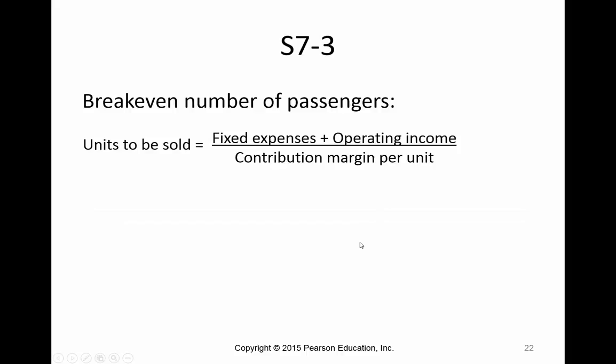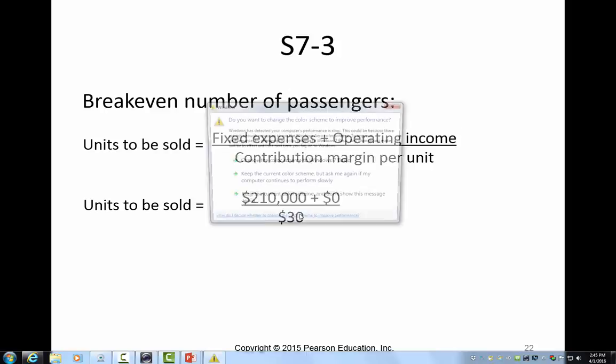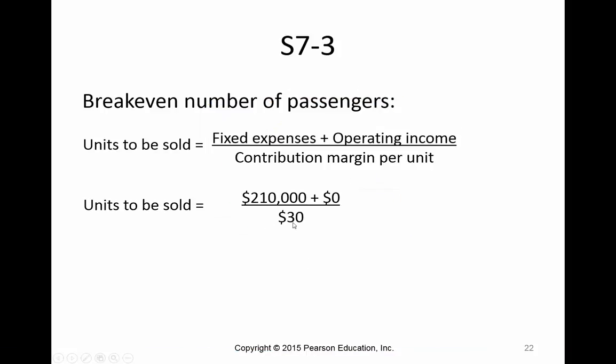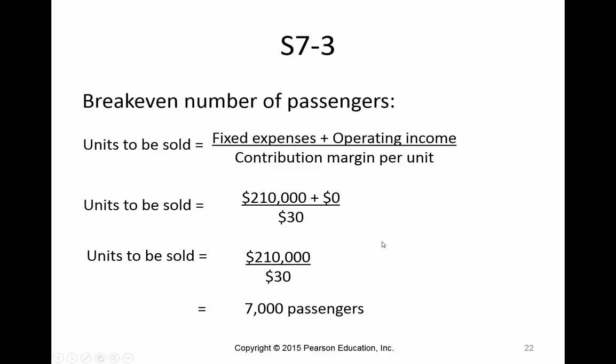Okay, units to be sold. We have our fixed expenses plus our operating income divided by our contribution margin per unit. Okay, we have $210,000 as our fixed expenses. Again, we're setting operating income to zero because we want to see what our break-even point is, that point at which there is zero operating income, divided by our contribution margin per unit. Okay, so we know that we want to sell 7,000 passengers.